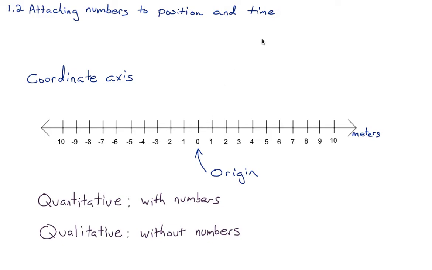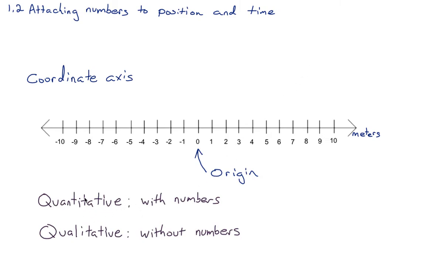So this is lesson 1-2. It's entitled Attaching Numbers to Position and Time. So we're taking some of the things from the last lesson and we're going to put numbers on them. We have a phrase for that.